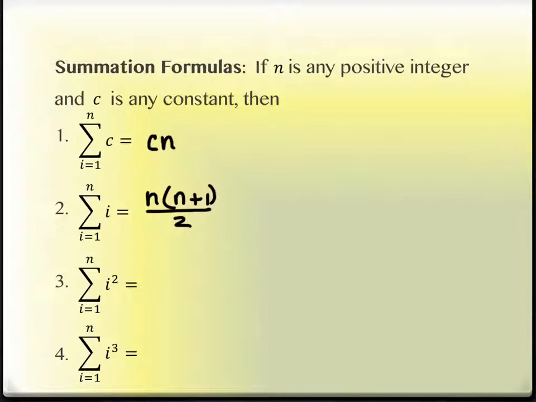So if you wanted to know, what do I get when I add 1 plus 2 plus 3 all the way up to 100? Well, you do 100 times 101 and divide by 2. It's a very nice shortcut because I don't want to add all those together, right?